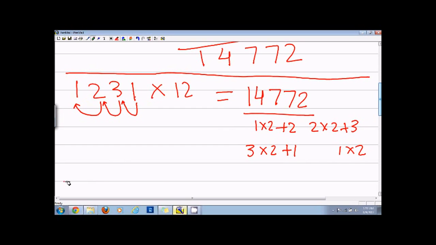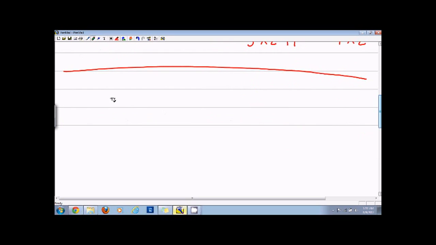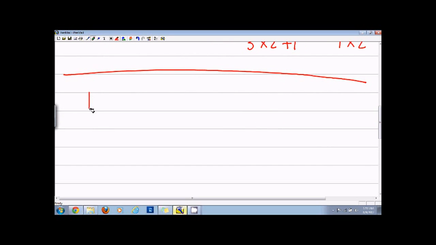So let's take another example. If I have to multiply 121 and 2, and we have to multiply it by 12, so in this case let's do it again. So I'll say 2 and 1.